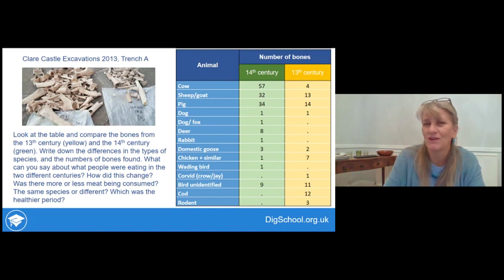Finding fish bone on archaeological sites, they're quite small, so you need to be working quite carefully. And then rodent, probably a rat. So have a look at the differences and have a think about those questions and write your answers down in your workbook.